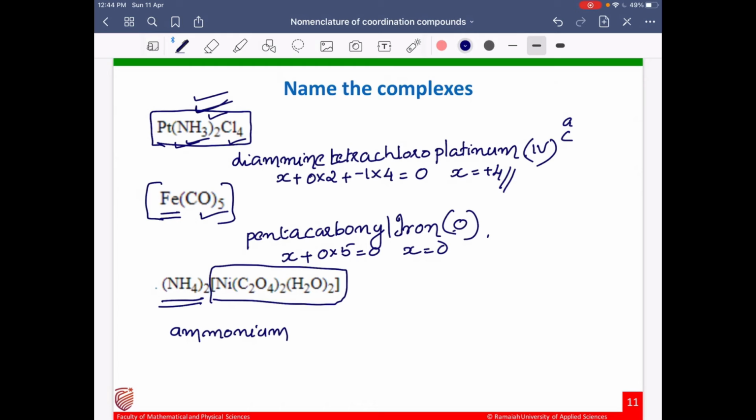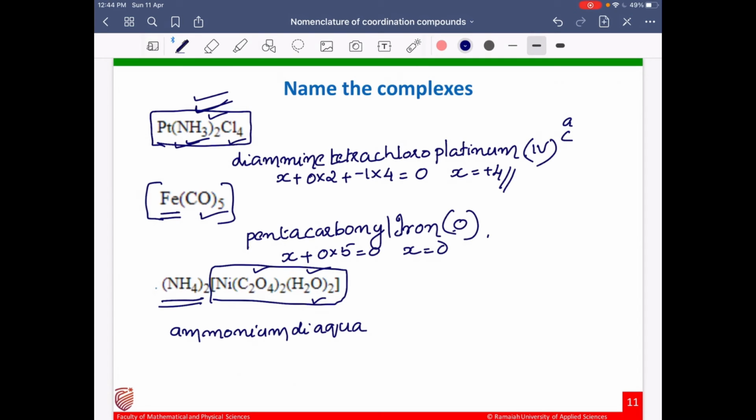Next we have to write the anionic part. In the anionic part, first we have to write the ligands. Two ligands are there: one is oxalato, one is aqua. Obviously aqua we should write first, as per the alphabetical order. How many aqua groups? Two. So two means diaqua.